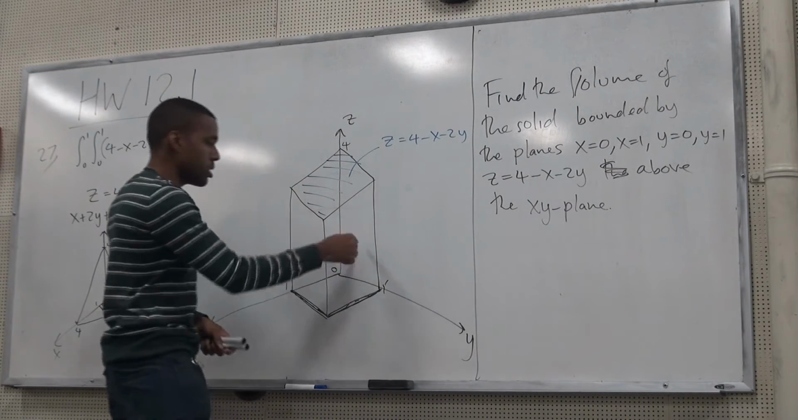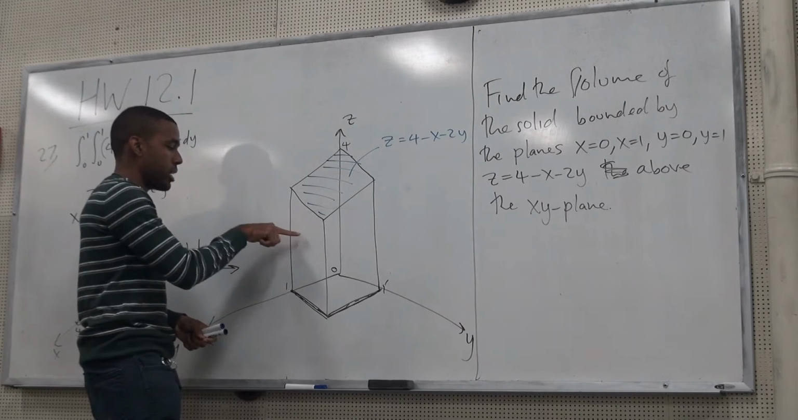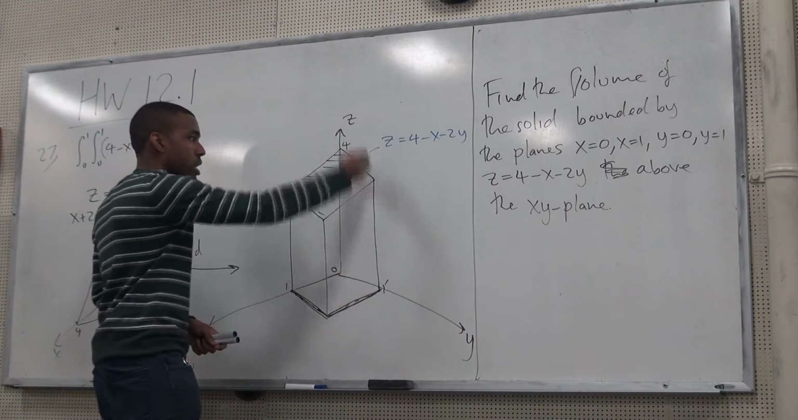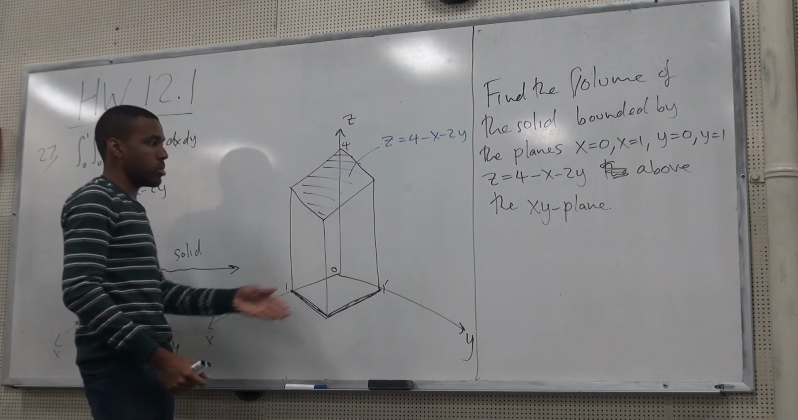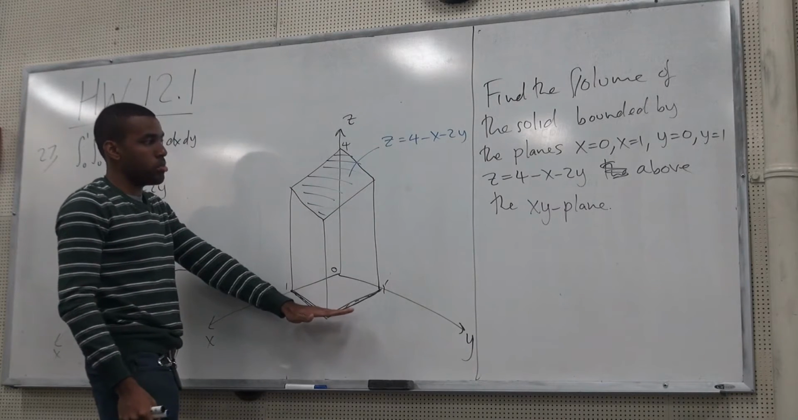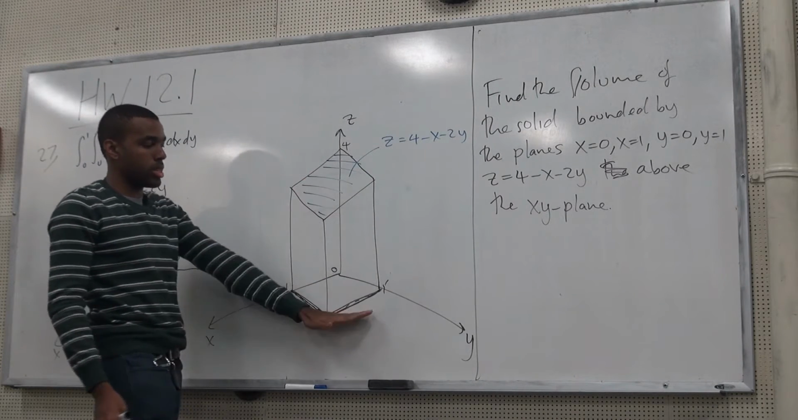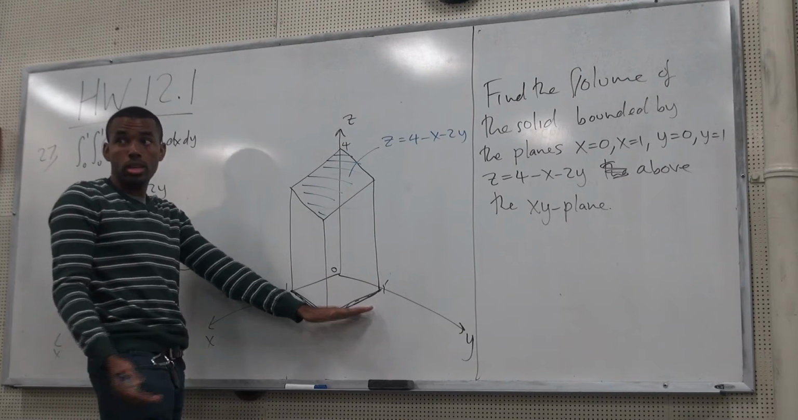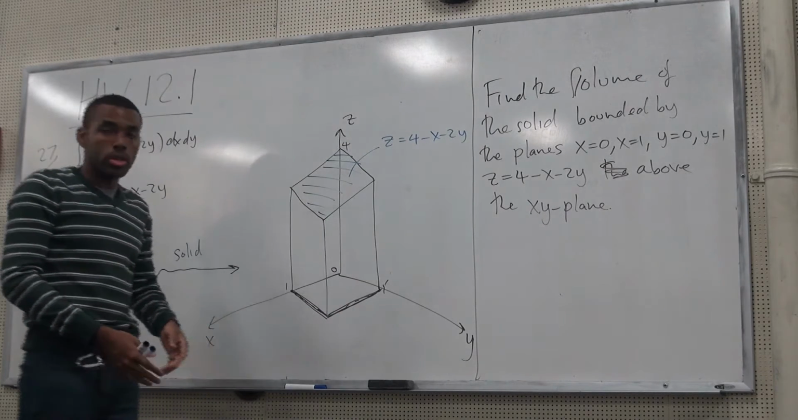So this is the plane y equals 1. This is the plane x equals 1. X equals 0 is the yz plane. Y equals 0 is the xz plane. This is the plane z equals 4 minus x minus 2y. Above the xy plane means I'm above z equals 0. So that tells me that the bottom is in the xy plane. And then I want everything in between them.